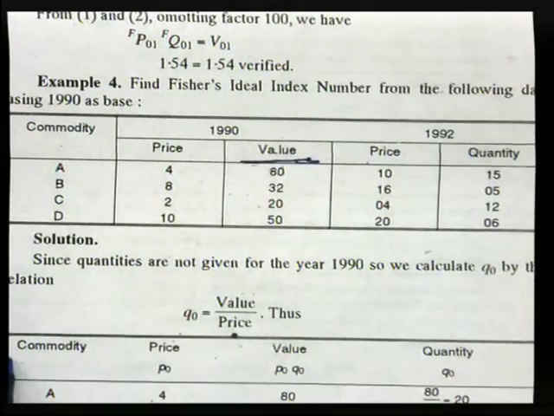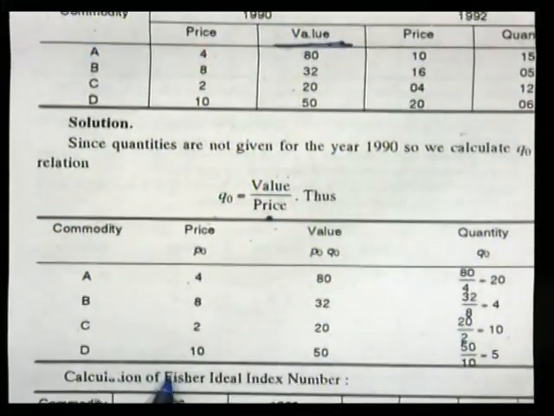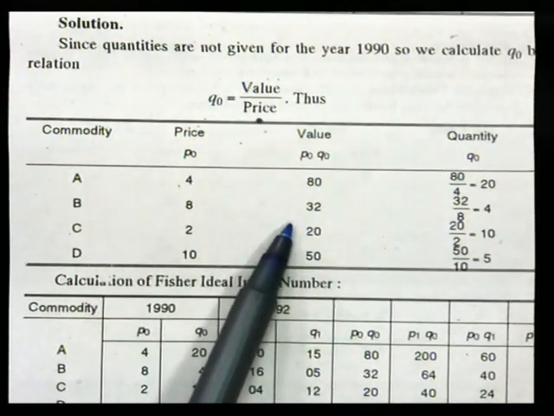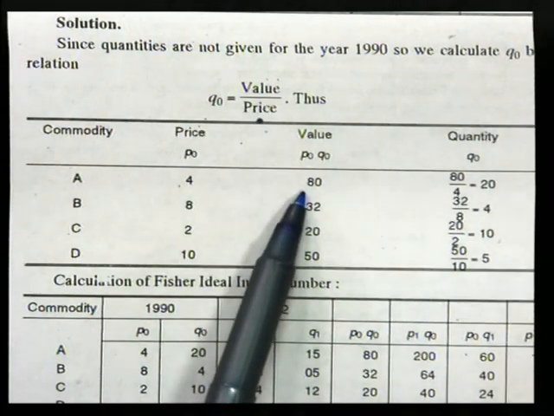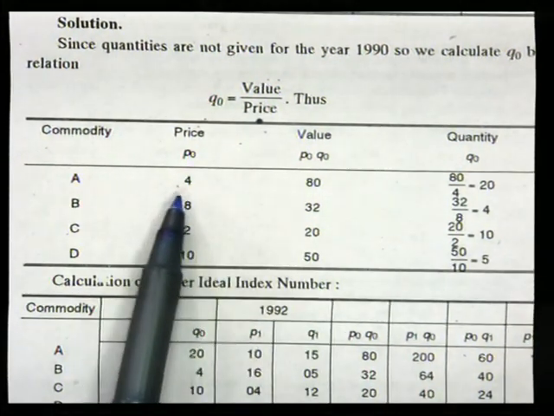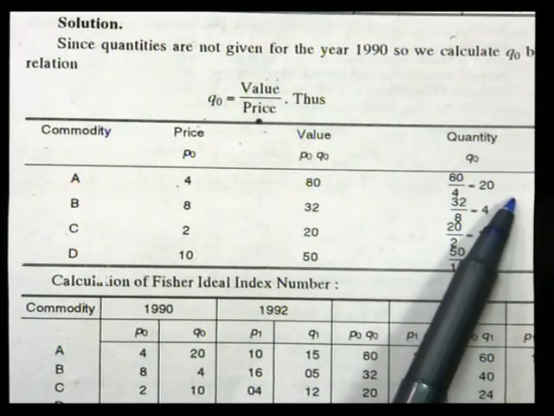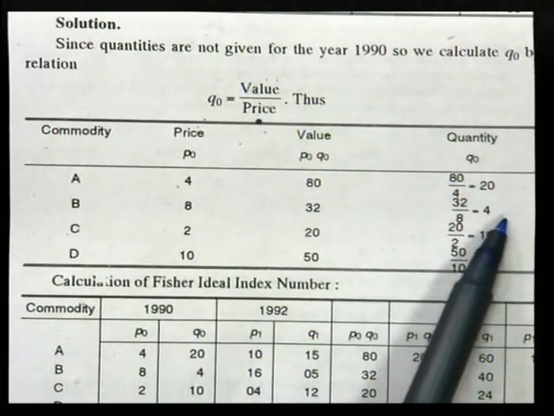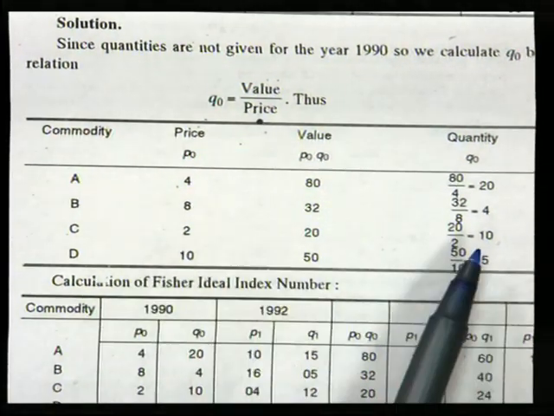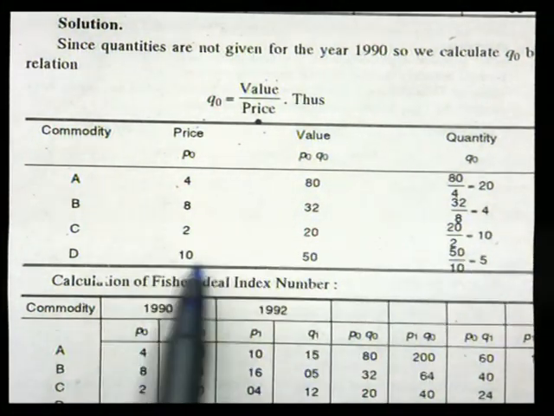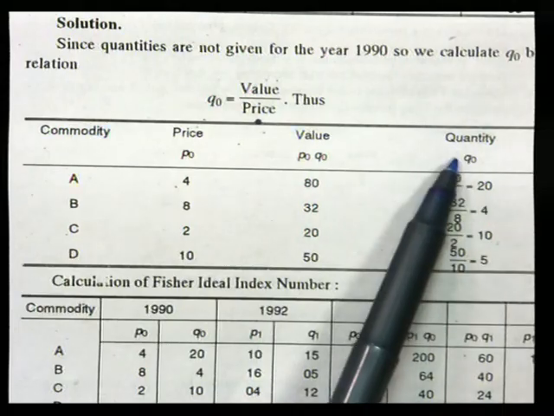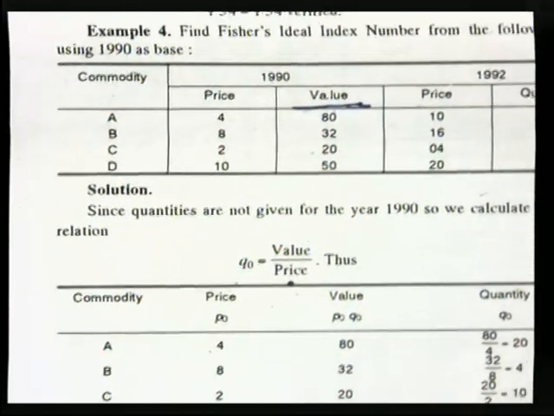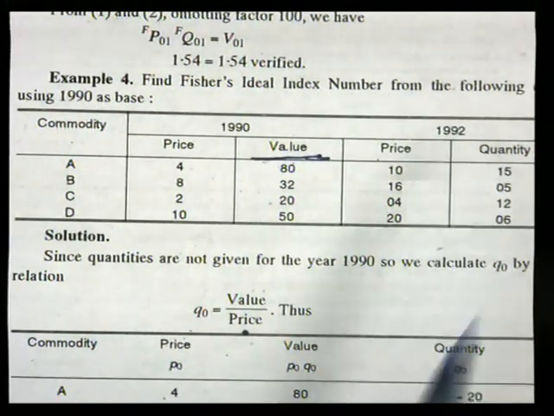Thus we can find for commodities A, B, C, D the price P0, then the value P0 Q0. It is given as 80, 32, 20, 50. 80 divided by 4, 80 upon 4, is equal to 20, that is the first Q0. 32 divided by 8 is equal to 4. 20 divided by 2 is equal to 10. And the last, 50 upon 10, is 5. These are the quantities Q0. Here there is no problem. In the current year, price and quantity are given directly, so no problem to calculate for the current year.